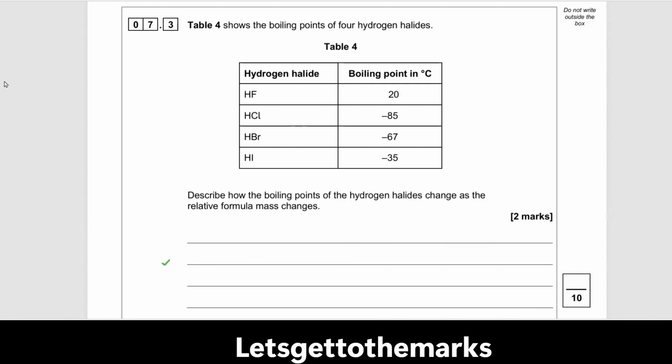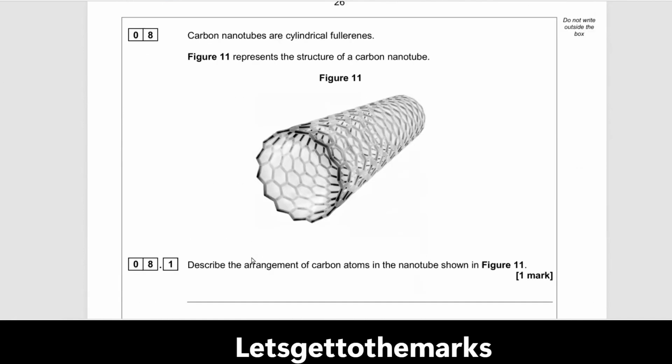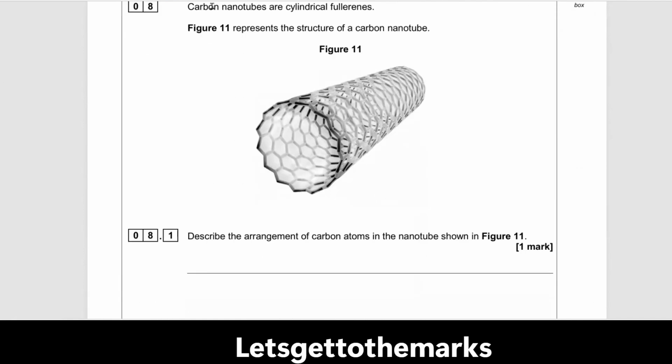Basically, its weak intermolecular forces are stronger than the molecular forces between the others. Okay, and it's because of this thing called hydrogen bonding. You learn that if you do A-level chemistry.